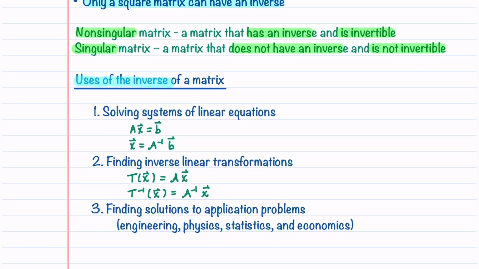Inverses of matrices are used in many different ways. They're used for solving systems of linear equations, where the solution x can be written as A inverse times b. They're used for finding inverse linear transformations, where an inverse linear transformation can be written as A inverse times x. And they're used in finding solutions to lots of application problems.